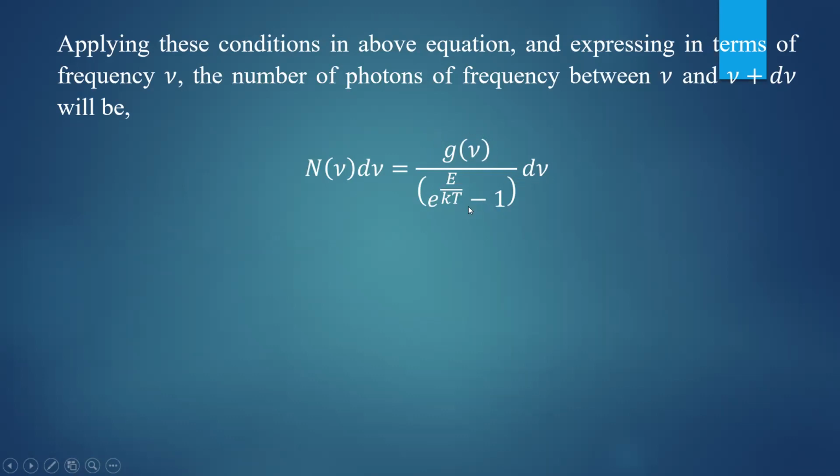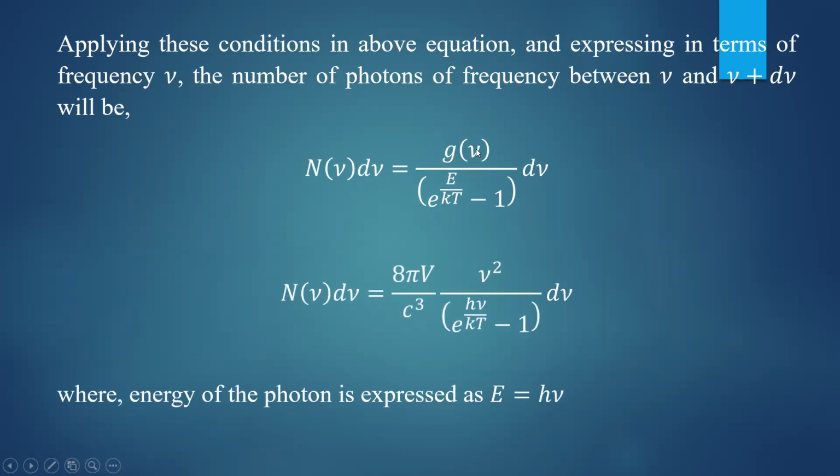Now substitute for this density of states, which is already derived in the previous slide. Therefore, the number of photons having the frequency nu, n of nu into d nu, is equal to 8 pi V divided by c cube into nu square divided by e to the power h nu by kT minus 1 into d nu. Here I have substituted E equal to h nu, that is the energy of a photon. So this is basically giving you the number of photons having the frequency nu.